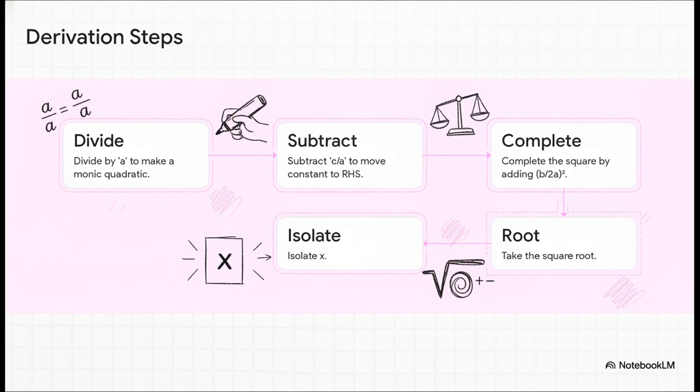Step 1, divide by a to make it a monic quadratic. Step 2, subtract c over a to move the constant to the right-hand side. Step 3, we apply that cool completing the square technique we just learned by adding the square of half the middle term.